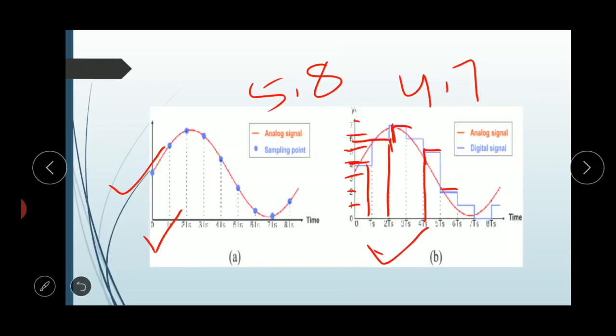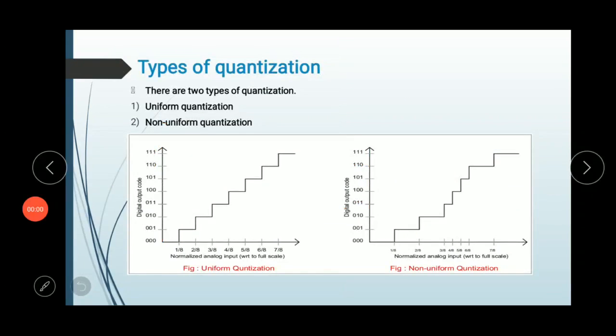Okay, here these are the step size, which is generally denoted as delta. Okay, next, types of quantization. There are two types of quantization: uniform quantization and non-uniform quantization. A quantizer can be specified by its input partitions and output levels.